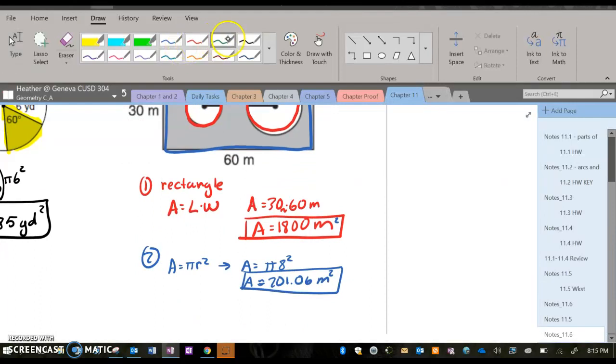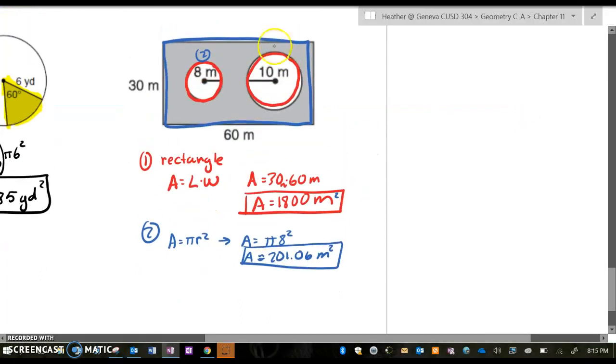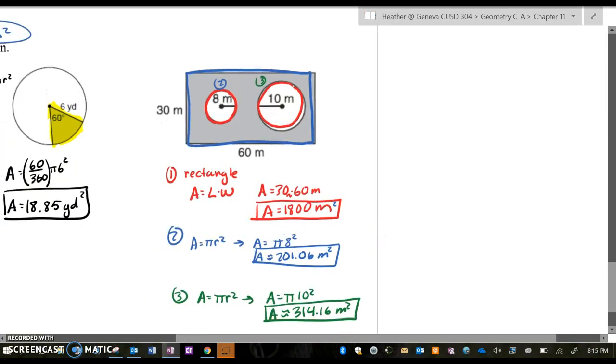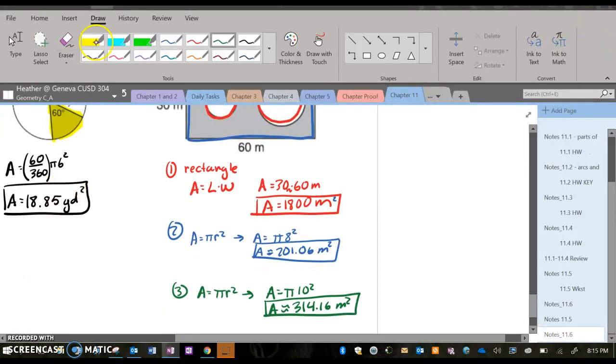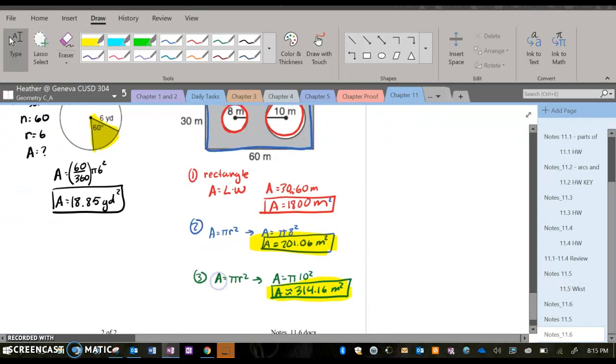All right, our third step here is this next circle. So over here we have A equals pi r squared. We have A equals pi times 10 squared. So then when we enter that into the calculator, you will get approximately 314.16 meters squared. And so remember, our goal is to find the area of the shaded region. So to do that, we need to subtract what we have found for the area of those circles. We don't want the area of that. We don't want that surface area of there.